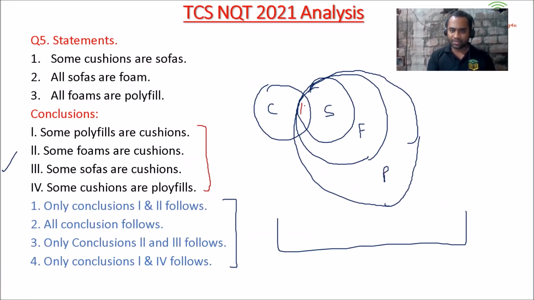So polyfills and cushions, yes, there is some part which both are sharing. So yes, some polyfills are cushions. Then some foams are cushions. So foam is here and cushions is here. Yes, that is also correct.